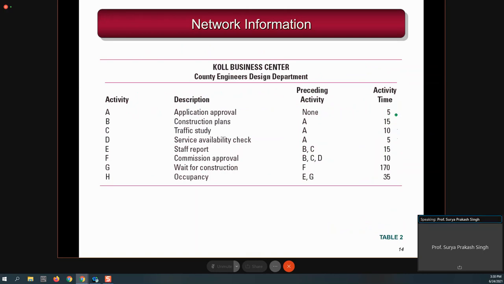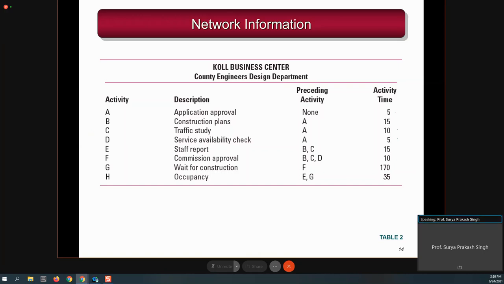And this time is your activity completion time. It's not the project. Your project is the entire set of activities, A to H. Within the project there are many activities, so this is the completion time of each activity.